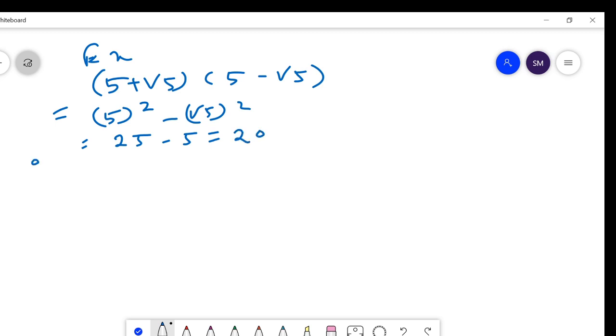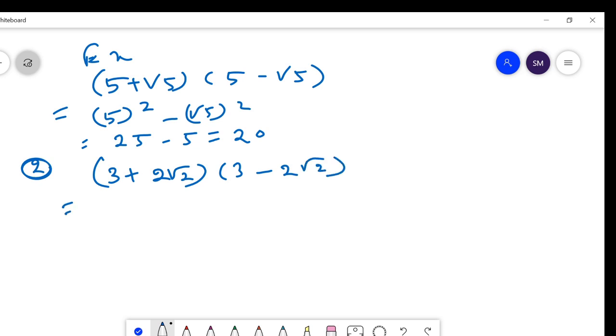Then example 2: 3 plus 2 root 2 into 3 minus 2 root 2. a plus b into a minus b. This is a square minus b square.